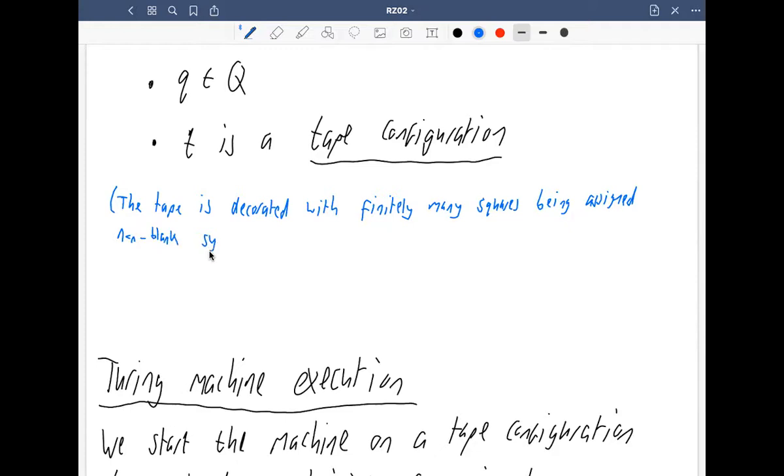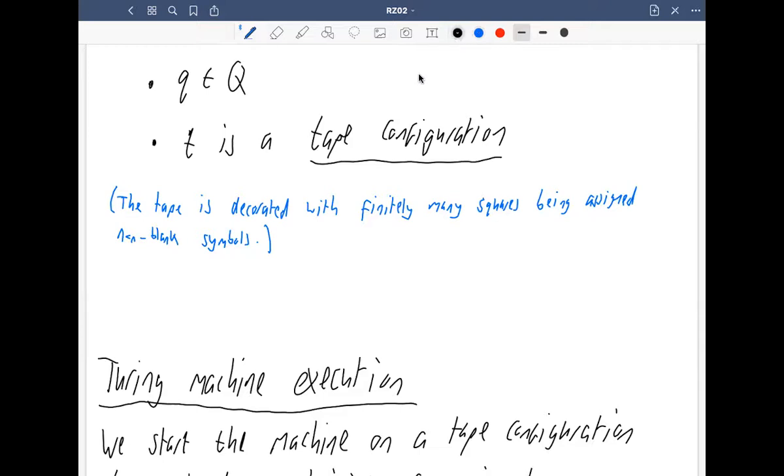Or at all times? At all times. So at the start, only finitely many squares. So the question was whether this applies just at the start of the computation or at all times. But if you start the computation with only finitely many non-blank squares, then at any step in time, you can only change one square of the tape. So it will always hold, at any step in time, that only finitely many squares are non-blank. So the tape is decorated with finitely many squares being assigned non-blank symbols.